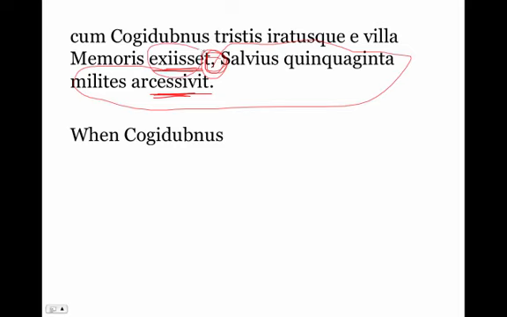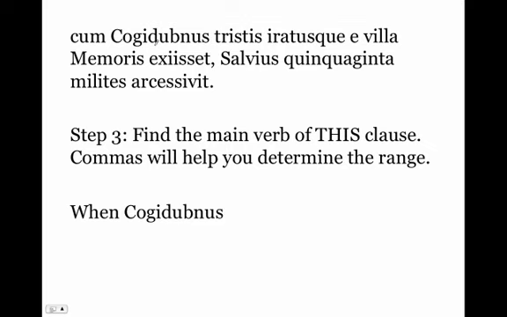This verb pertains to Cogidubnus. When Cogidubnus had gone out, exisset. Again, we talked about this. This was a question in the Socrative, that isse ending is the pluperfect subjunctive. When Cogidubnus had gone out, sad and angry. Now we can go ahead and fit in tristis iratusque.